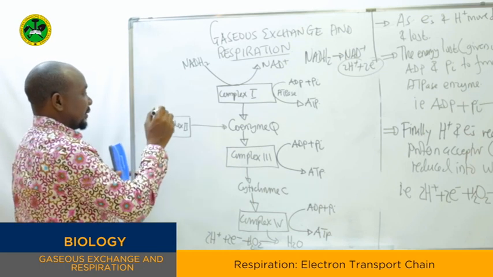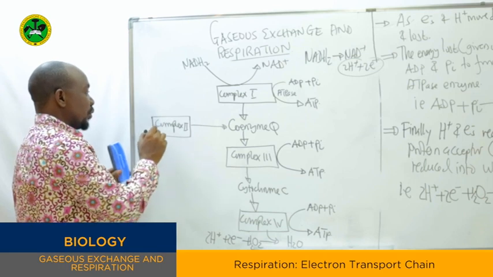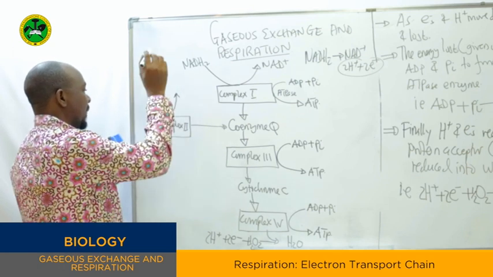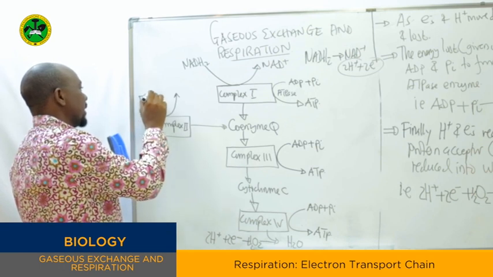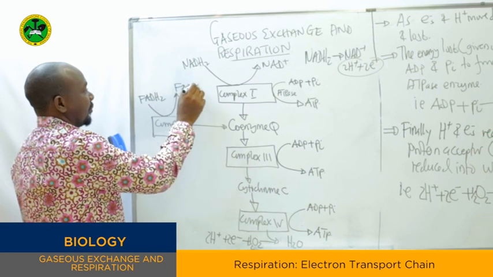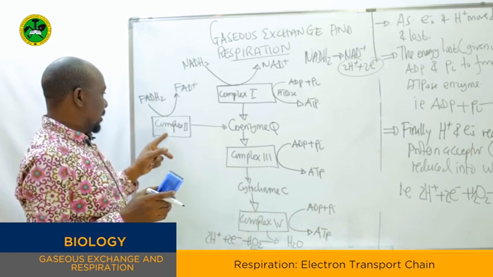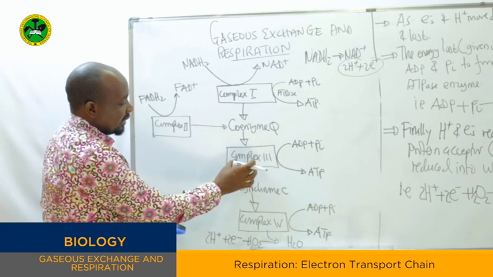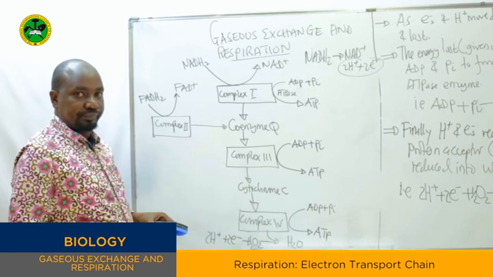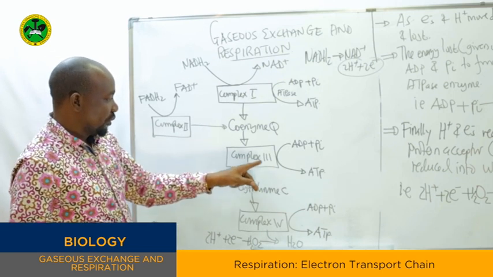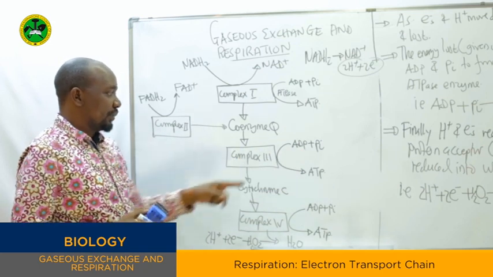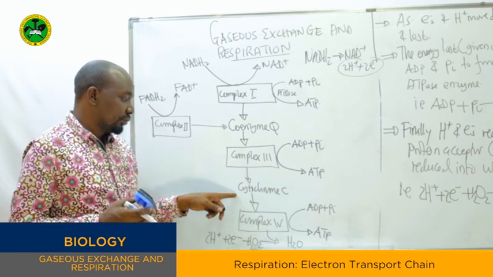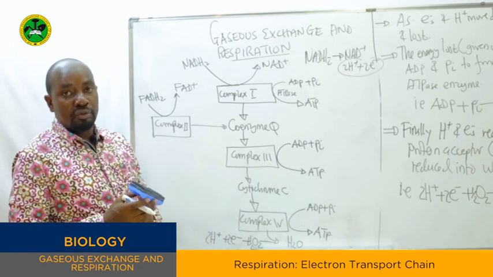Another, complex two, here is where the FAD enters. So the FAD is reduced here, the FADH2 is oxidized here, the FAD to form. So the electrons and the protons from complex two are accepted by the coenzyme Q, then they proceed with this chain to complex three, where energy is given out, used also to combine the ADP and the inorganic phosphate Pi to form ATP. Then to the cytochrome C, to complex four, then finally to the oxygen.